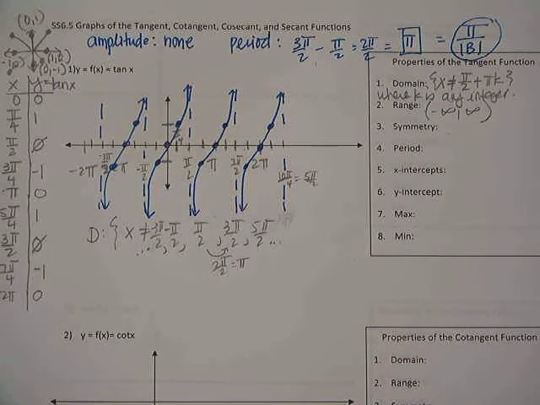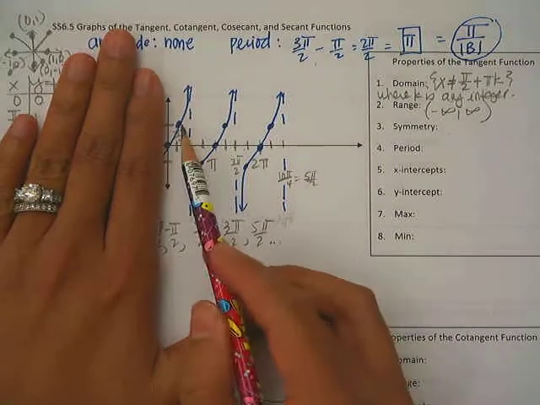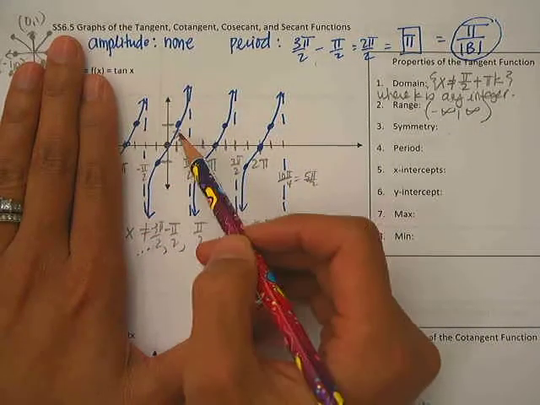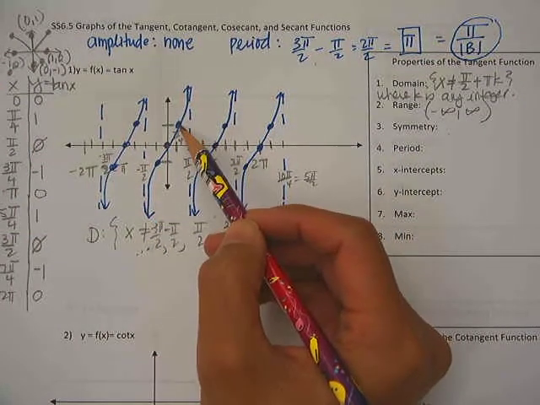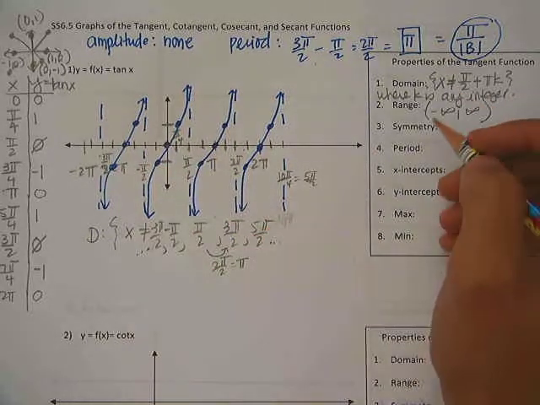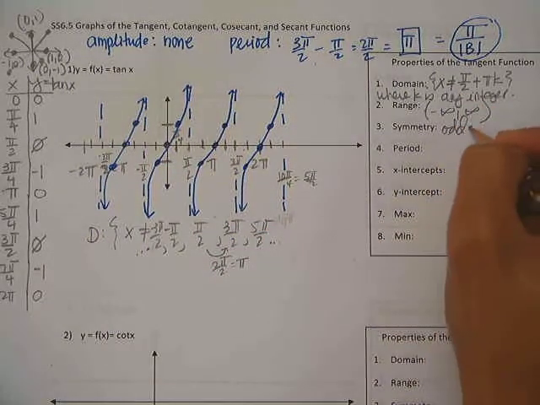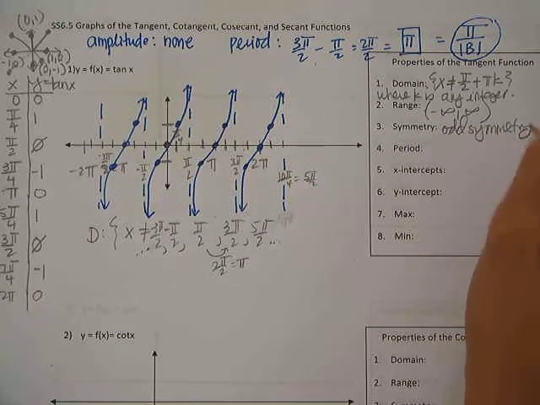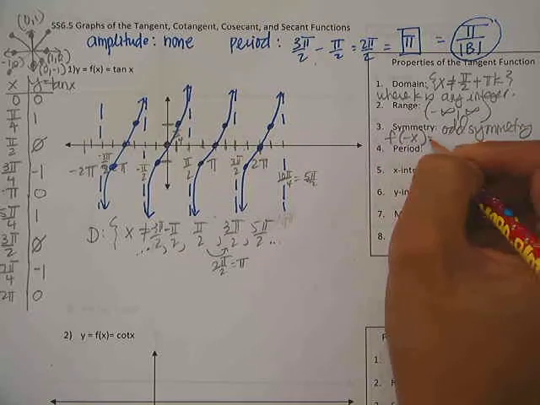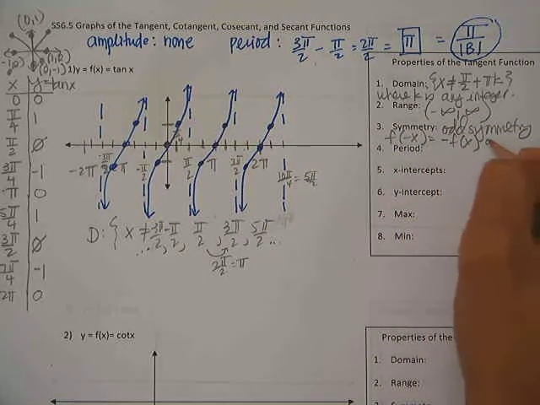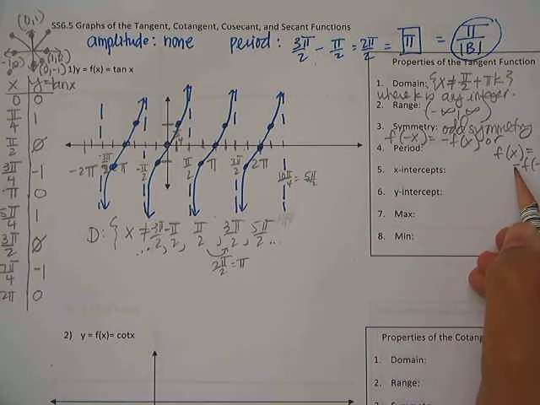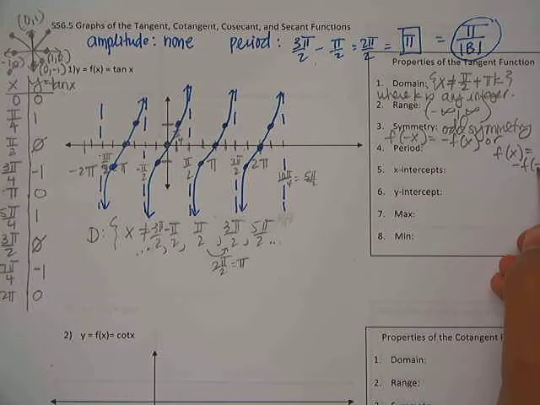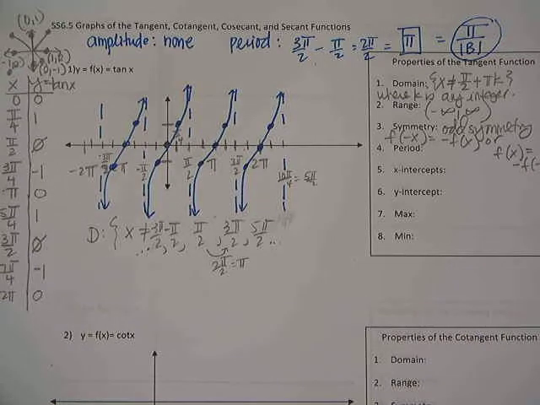Symmetrical. Is it symmetrical about the y-axis? So if I take this and flip it over, is there something on this side? Nope. Is it symmetrical about the origin, which is odd? Is there something from quad 1 that I can get in quad 3? And so that is the case. So we know that it's an odd symmetry. Okay, odd symmetry, if you remember, f of negative x equals negative f of x. Or you can even write f of x equals negative f of negative x.